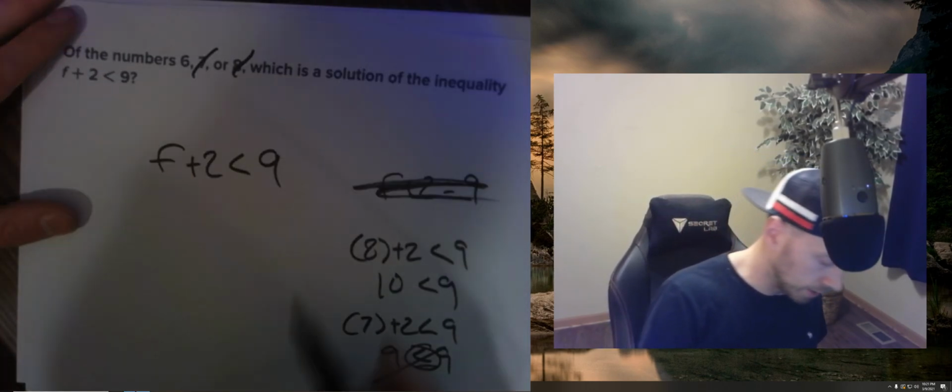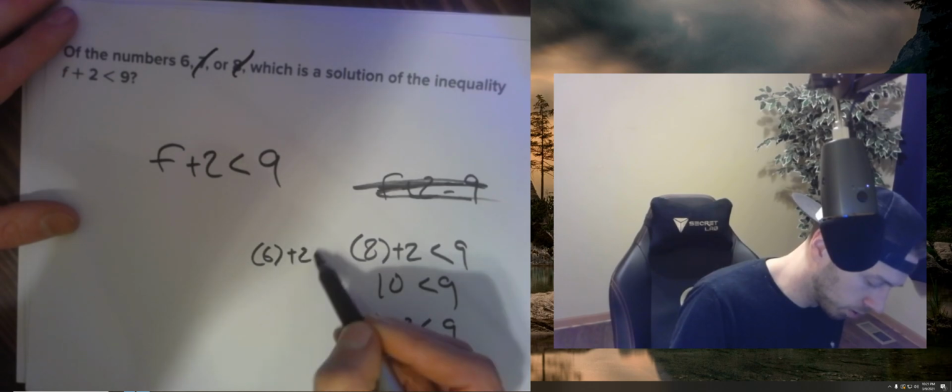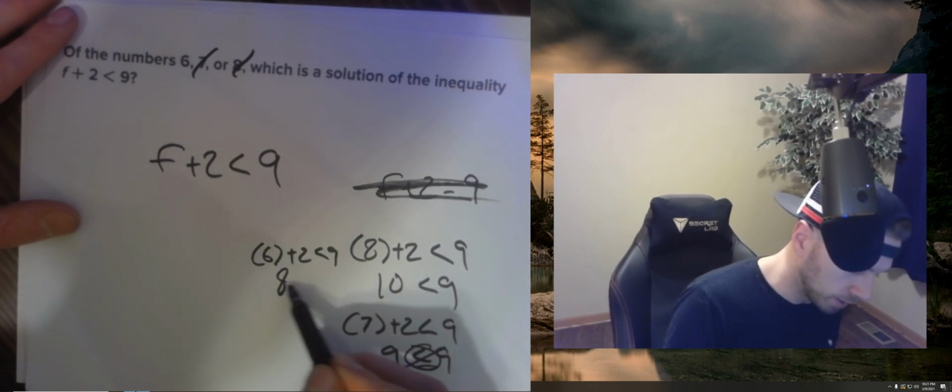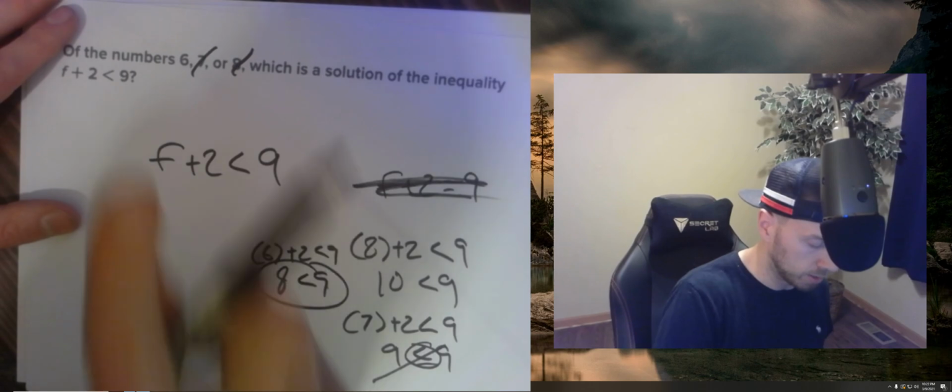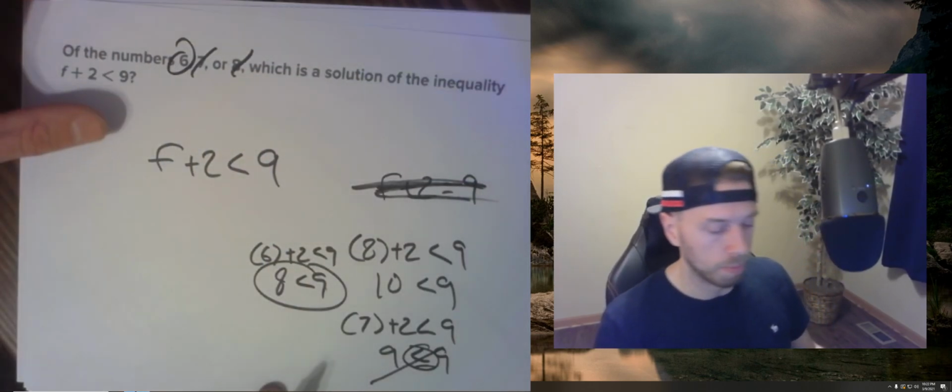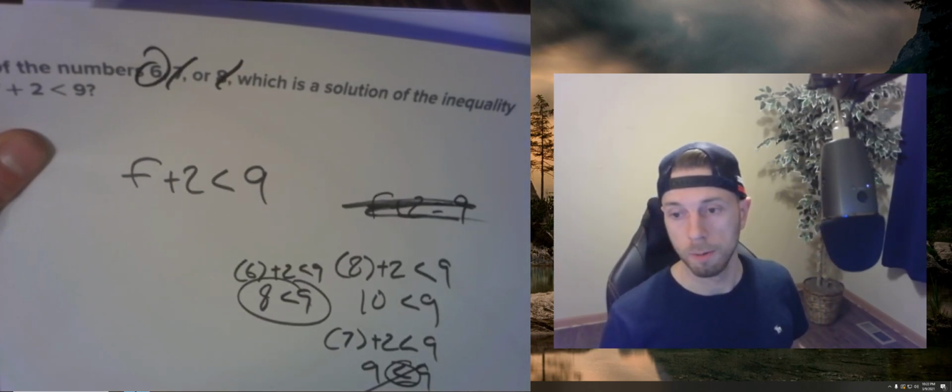So then we would try 6. We would say 6 plus 2 is less than 9. And 6 plus 2 is 8. And 8 is less than 9. So 6 is actually a solution to this inequality. So it's really just about finding what makes these true.